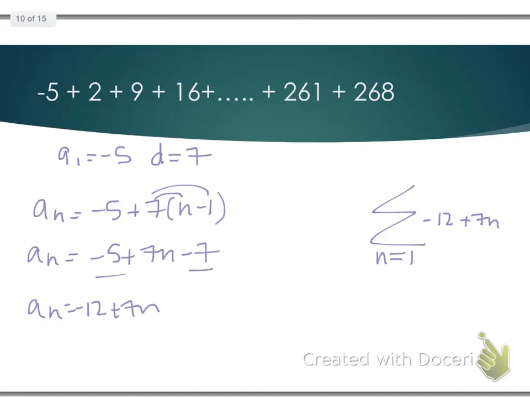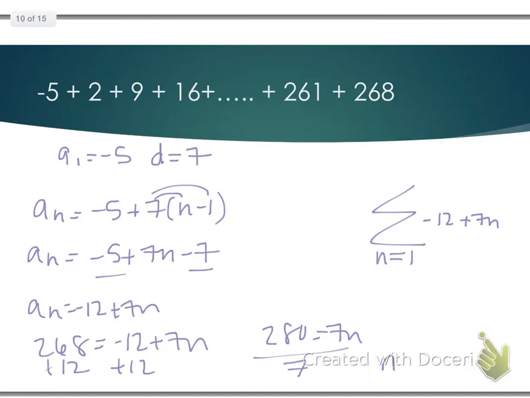We're starting at our first term. I need to figure out the number of terms, so I'm going to plop in my last term for a sub n. So 268 equals -12 plus 7n. So I'm going to add 12. So I got 280 equals 7n. Divide by 7. n equals 40. So I'm going from 1 to 40 this time.